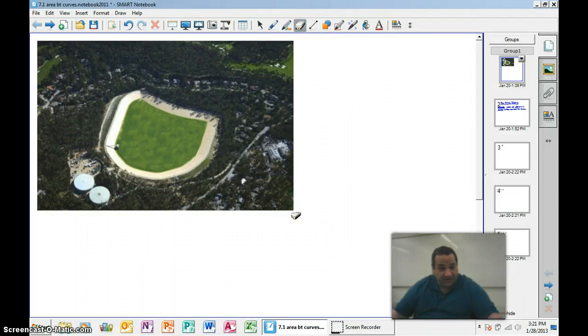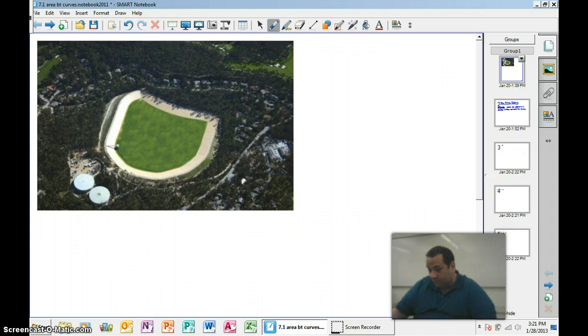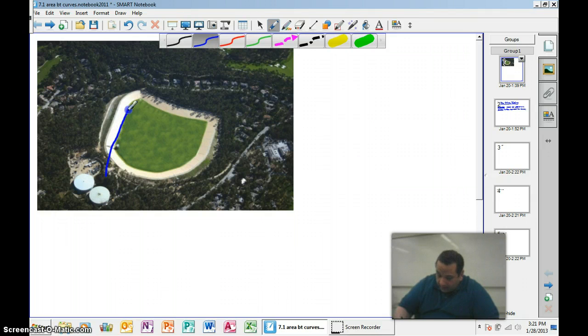Chapter 7, the official start of BC. It's area of a region between two curves. So let's say I got this green over here, and I wanted to find the area of the green. Well, I could post a grid and get an approximate, or I can think of this grid as a parabola and another parabola and get to find the area in between them. All right, I was off a little bit, but you get my point here, okay? So that's what we're talking about here, getting areas between graphs.